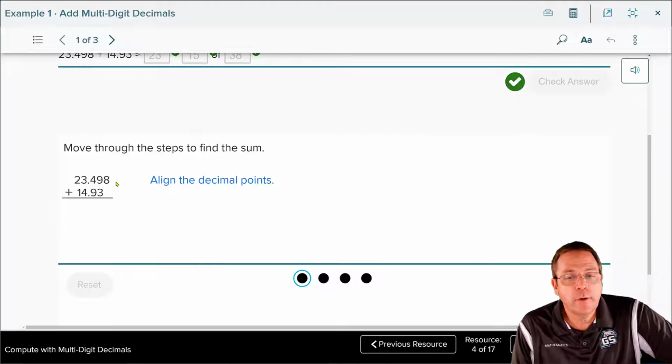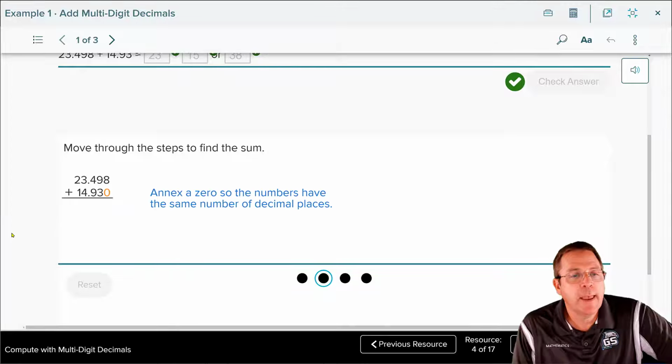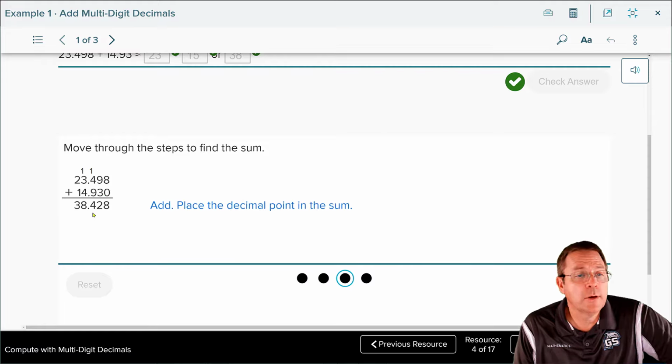Now we're going to solve it. So moving through, you can see where they've taken and aligned the decimals already, right here. Next step, annex zeros as needed, which you see right here. And from there, it's add and subtract normally. Bring the decimal straight down. You can see they did some carrying here.